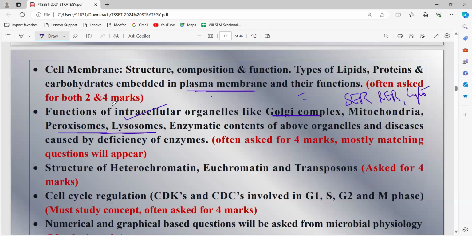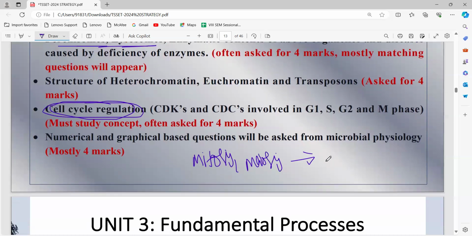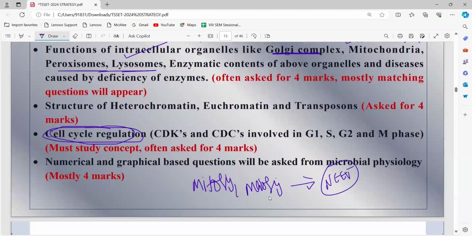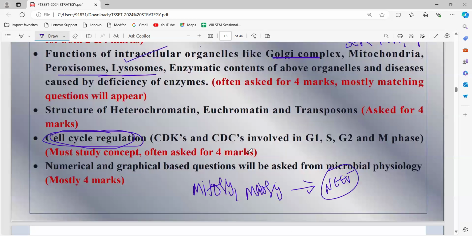Now, apart from the cell structure and cell organelles, there is no question paper of the TS SET life sciences without questions from cell cycle regulation. Most of the students will just read randomly what is mitosis, what is meiosis, the steps involved in mitosis and meiosis, which you all read at the NEET level. In this exam, you don't get questions on the events occurring in mitosis and meiosis.